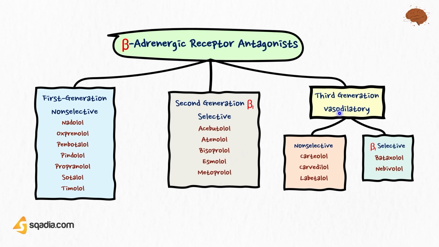Third generation, which I already discussed, is vasodilatory, meaning it produces vasodilation, and due to this specific effect they are used for multiple symptoms. And we have non-selective, which act on beta 1 and beta 2 both, and beta 1 selective, which are betaxolol and nebivolol. Non-selective are carteolol, carvedilol, and labetalol. Now let's understand each of the generations in detail.